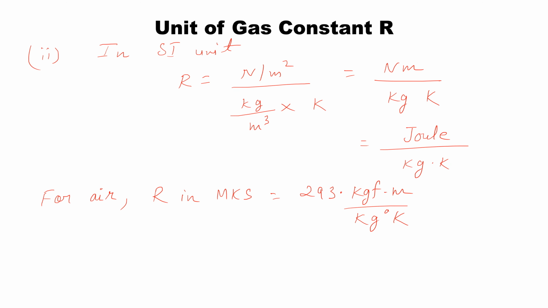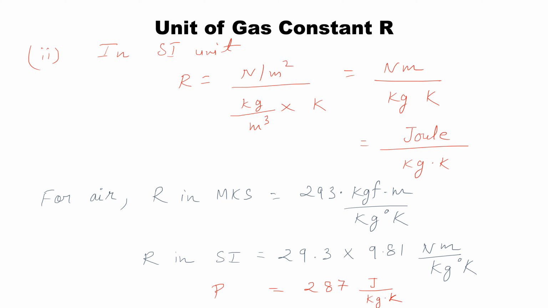Now we will talk about the value for air. When we talk about air, the value of R in MKS is 29.3 kg force meter per kg degree Kelvin. And when we talk about SI, we multiply 29.3 with 9.81 Newton meter per kg degree Kelvin. So it will come out to be 287 joule per kg Kelvin, since Newton meter is joule. So the value of R in SI is 287 joule per kg Kelvin, and you can use this value to solve numerical problems. Generally it is also given in some questions, so you can take the value from that also.